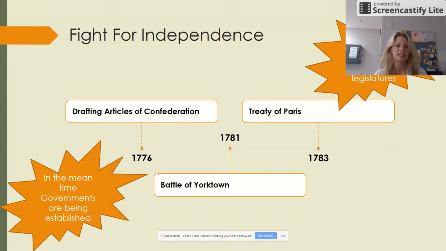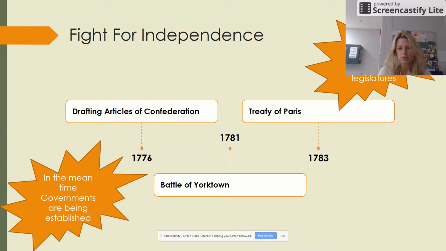After 1776 and our Declaration of Independence, we start right away drafting the Articles of Confederation. In the meantime, state governments are being established at a much more local level. In 1781, we have the last official battle of the Revolutionary War at the Battle of Yorktown, and it is in 1783 where the Treaty of Paris is signed and we are actually free from Great Britain.